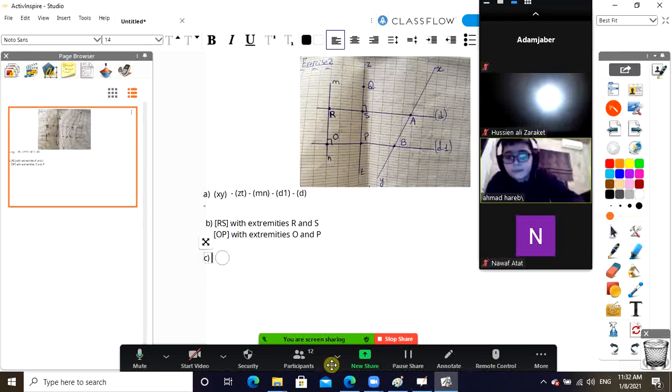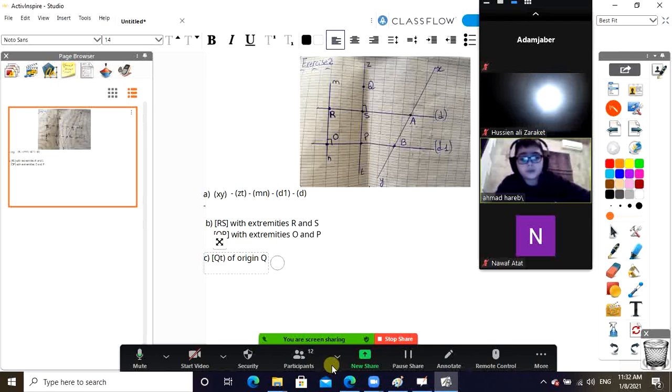Choose one. [UT]. What is U? No, not U, it's under the Z. Q. [QT], starting from the letter Q, and the Q is a capital letter and T is a small letter. Of origin what? Of origin Q. Very good.